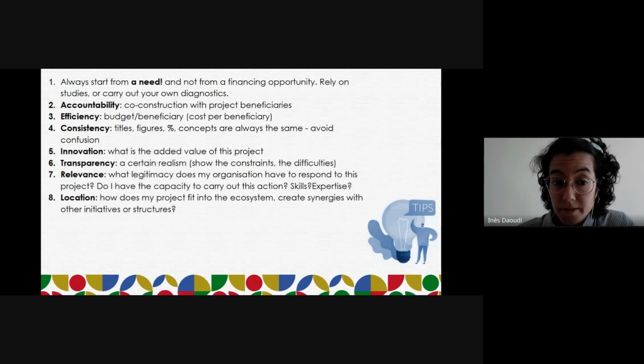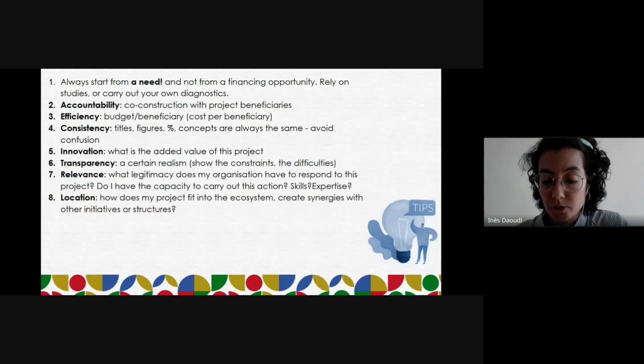Number 6, transparency, of course. As I said already, your project has to be realistic. You may want to tell that your project is amazing, and of course it is, but you also have to show the difficulties, or as I told you already, the risks and the assumptions, for example.